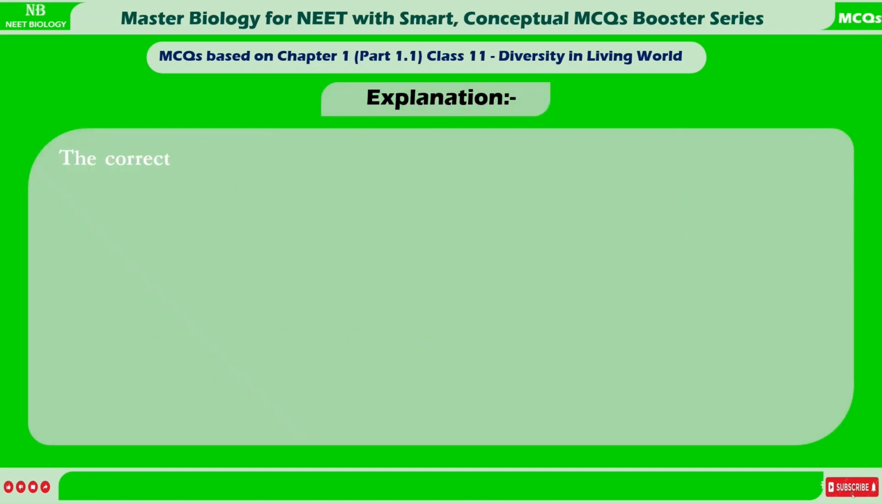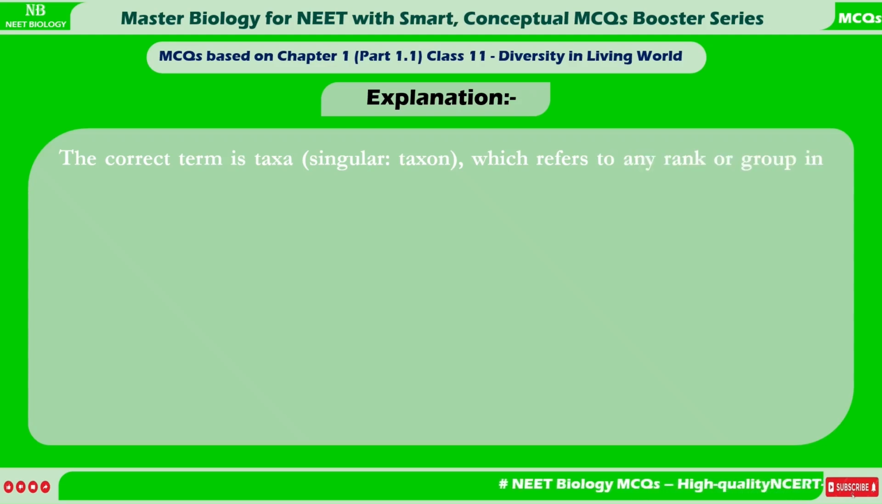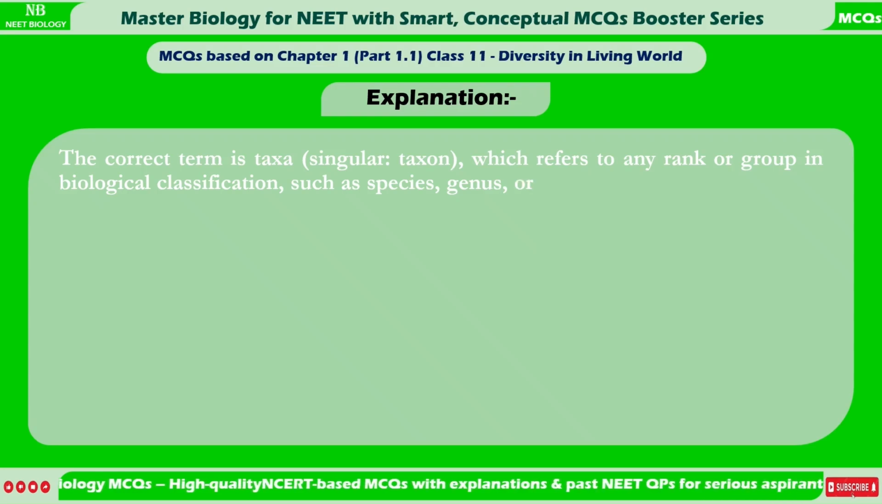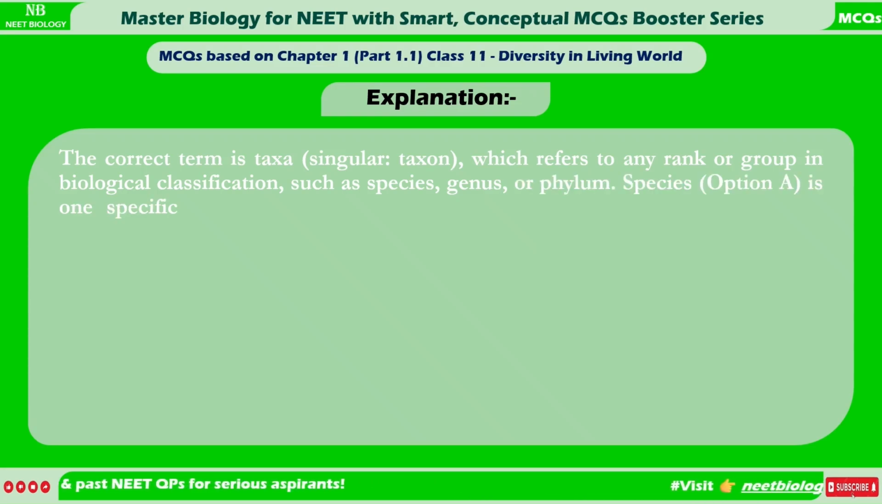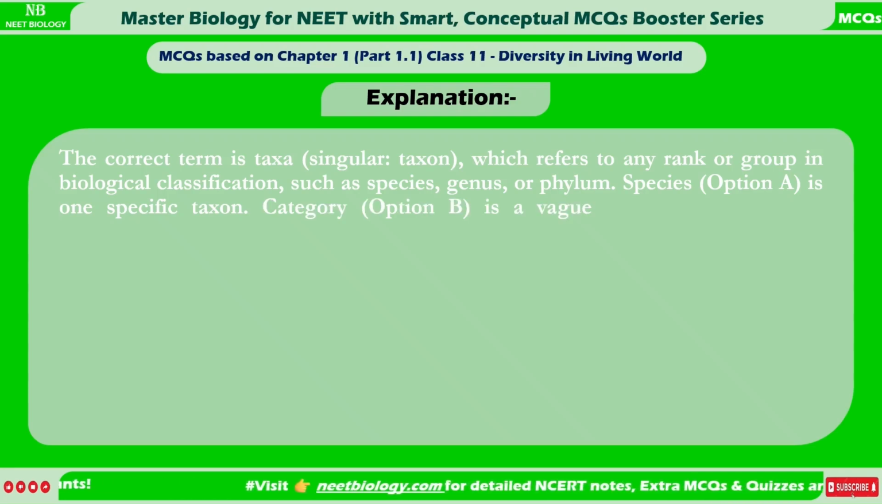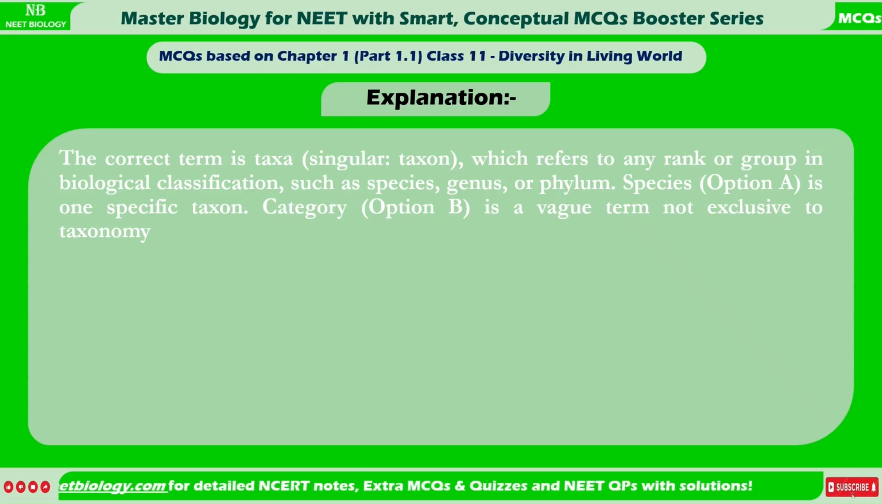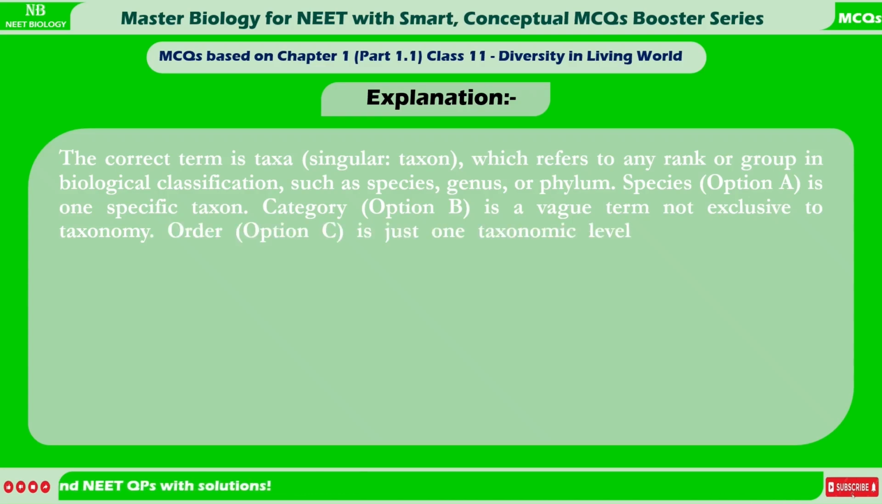Explanation. The correct term is taxa, singular, taxon, which refers to any rank or group in biological classification, such as species, genus, or phylum. Species, option A, is one specific taxon. Category, option B, is a vague term not exclusive to taxonomy. Order, option C, is just one taxonomic level. Therefore, taxa accurately represents any classification level.